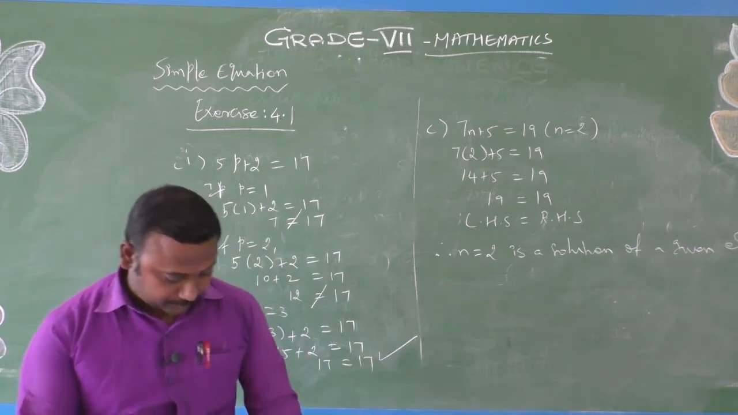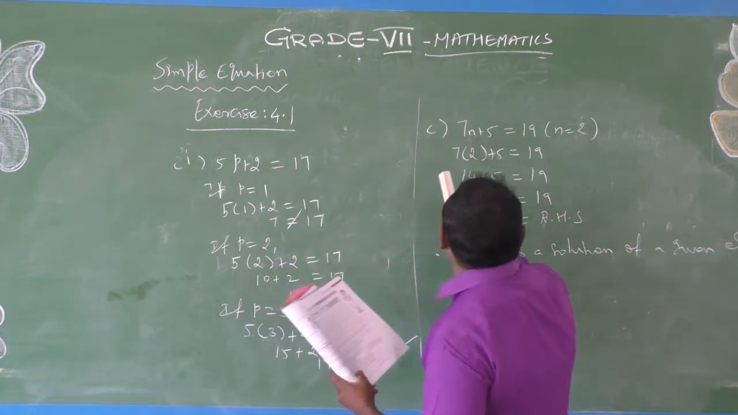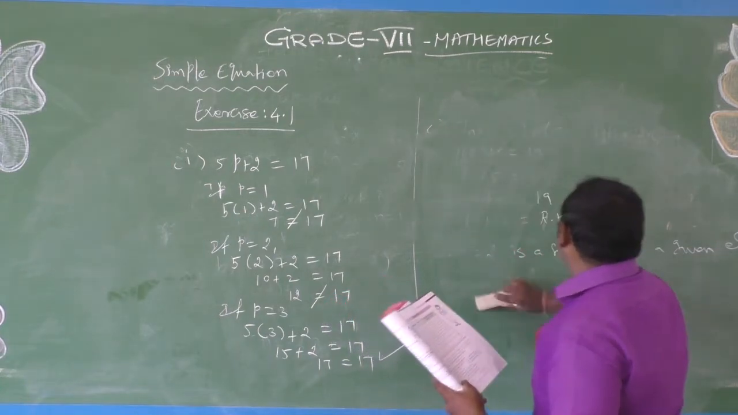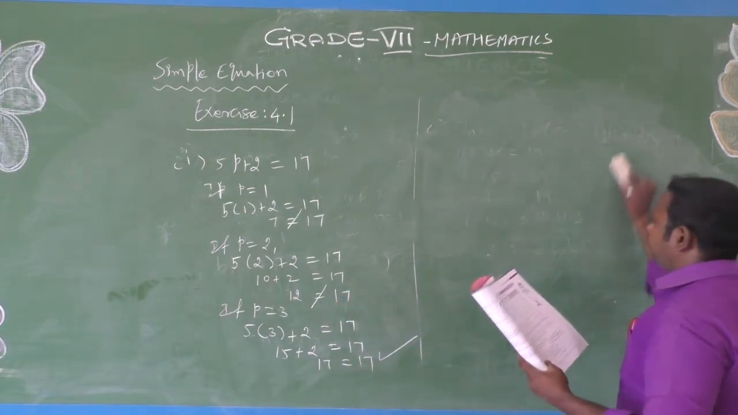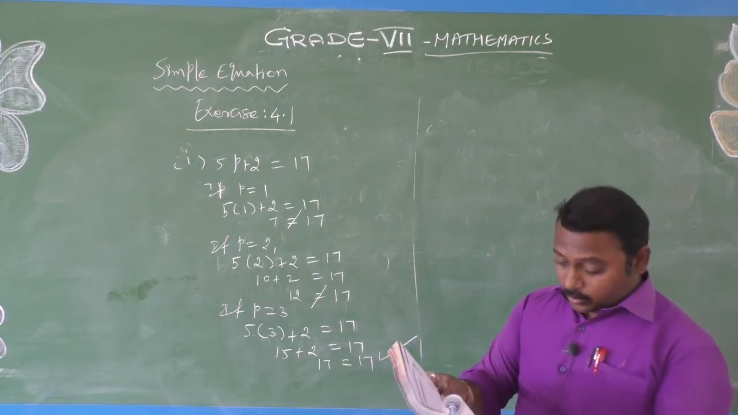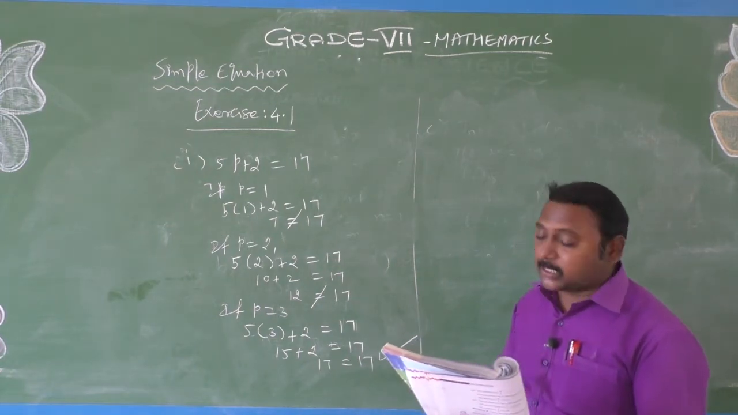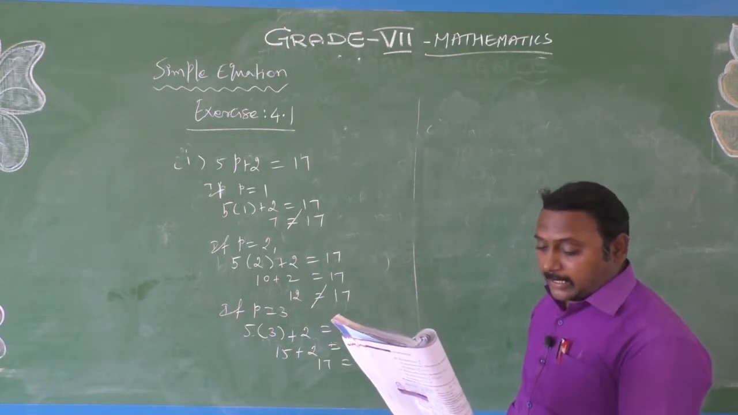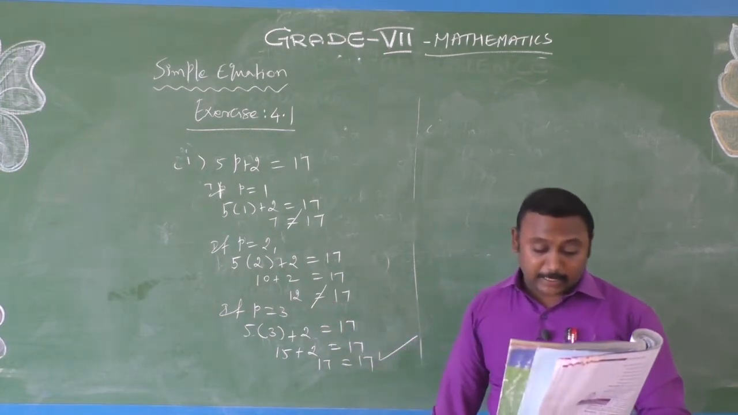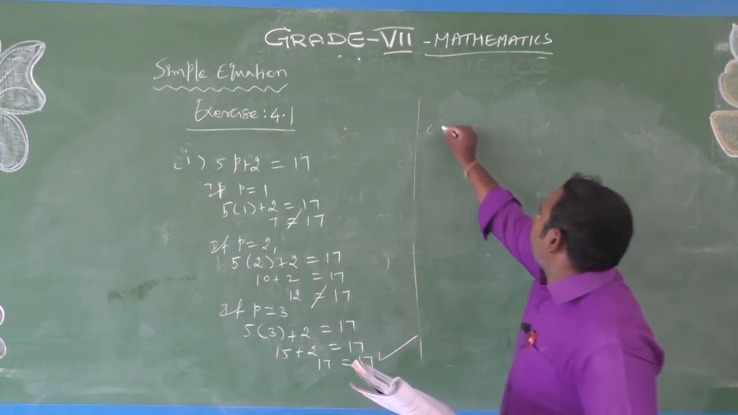Then fourth sum. Open your book, page number 81, fourth question. Write equations for the following statements.